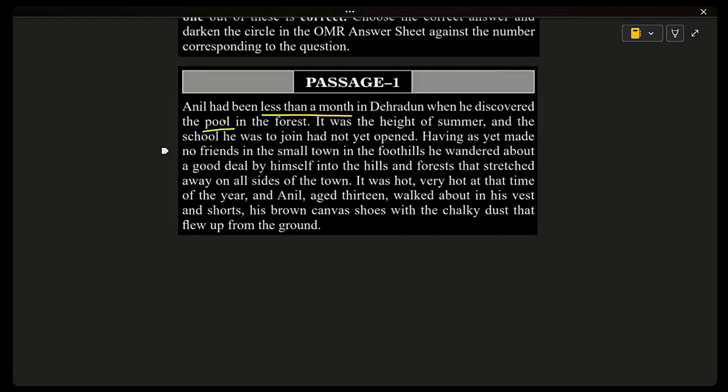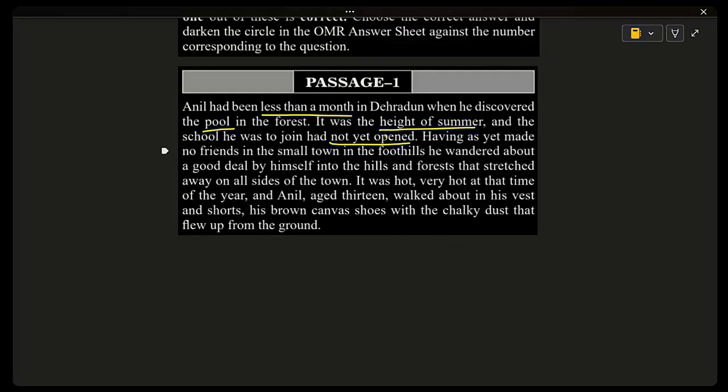It was the height of summer. What do you mean by height of the summer? That means an intense summer, a very high amount of heat. And the school he was to join had not yet opened. So these are summer holidays and the school has not yet opened.